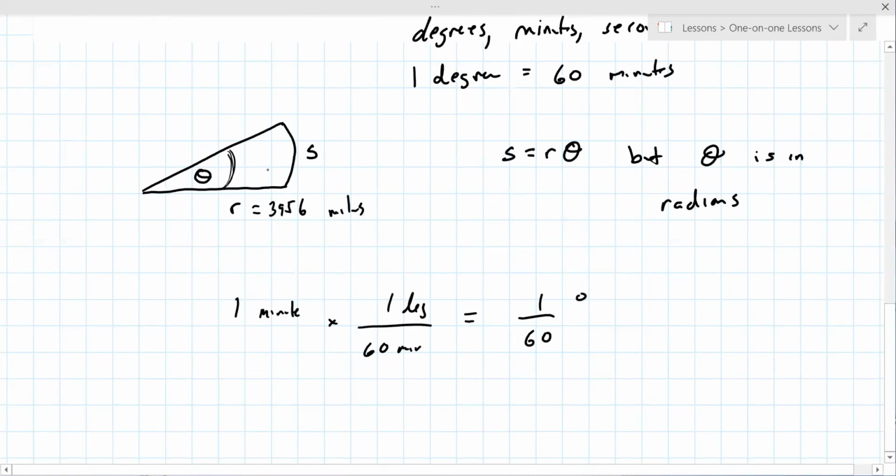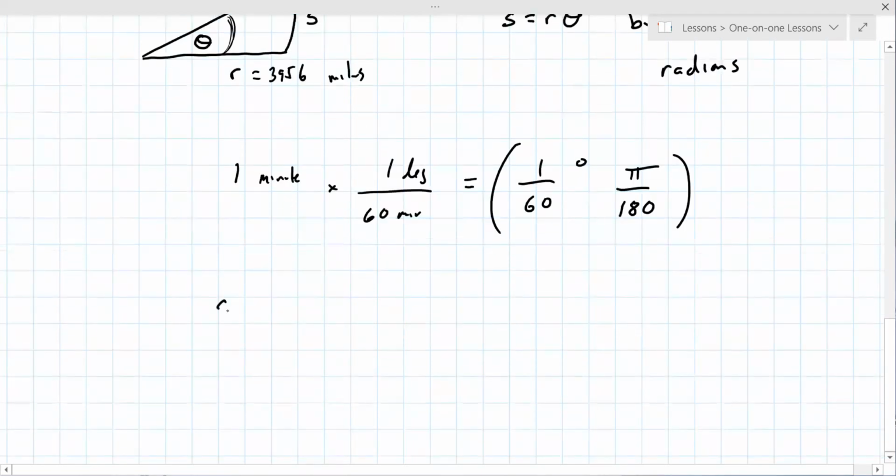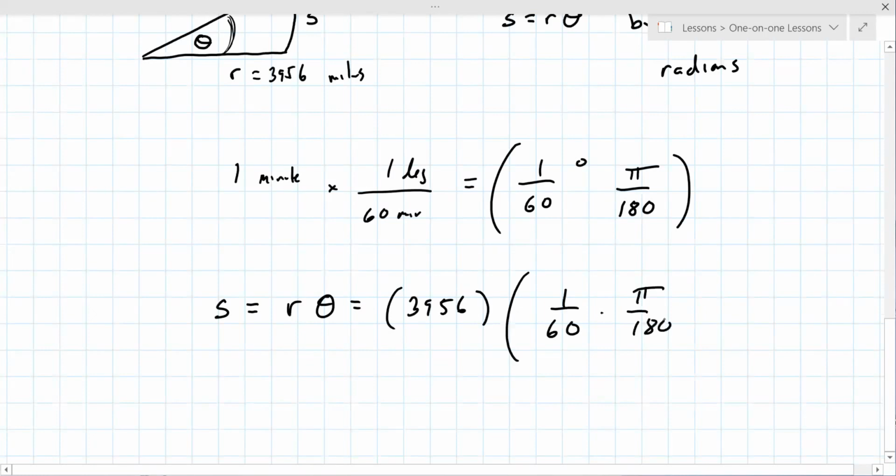But I just said this formula is not in degrees, it's in radians. So how do you convert this to radians? Multiply by pi over 180. Pi over 180, yeah. Okay, so there's your formula. S equals r theta. R is 3,956. Theta is this 1 over 60 times pi over 180.